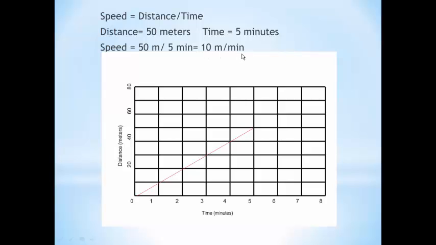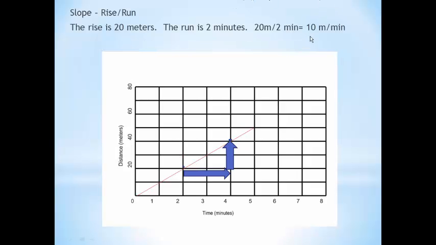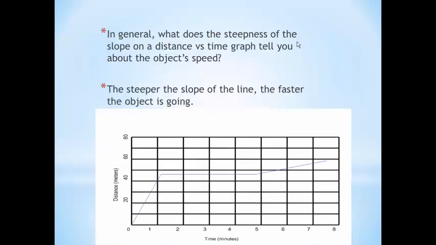Notice, here's the speed using the speed formula. And then as I go back to using the slope, look, it's the same speed. It doesn't matter which way you calculate, rise over run or distance divided by time. Makes no difference. You're going to end up with the same speed. In general, what does the steepness of the slope on this type of graph tell you about the object's speed? Well, the steeper the slope of the line, the faster the object is going.